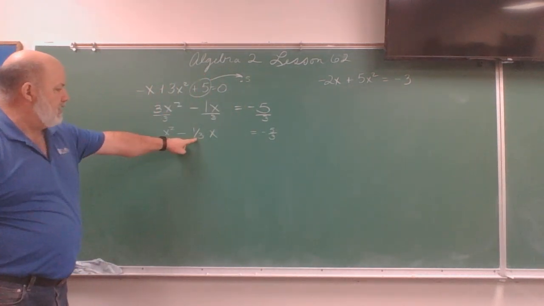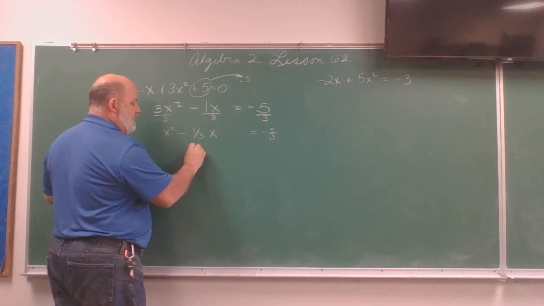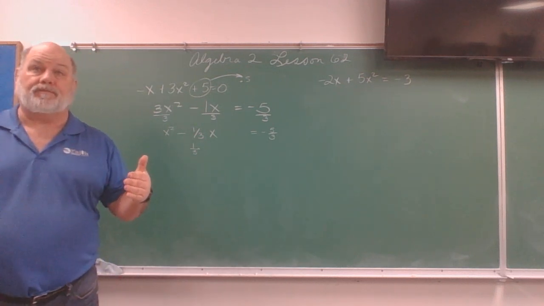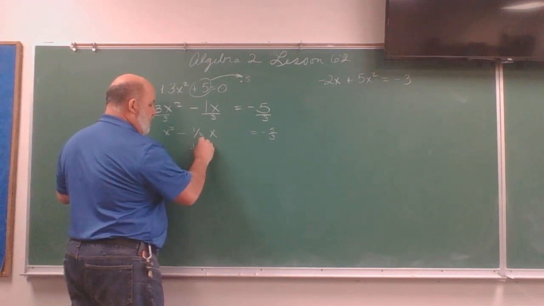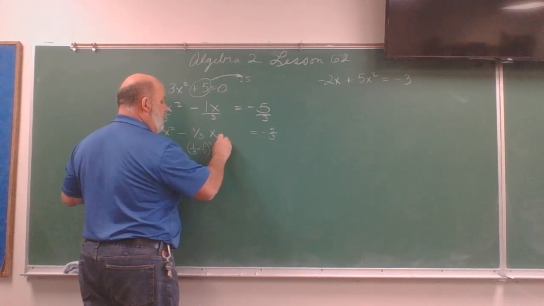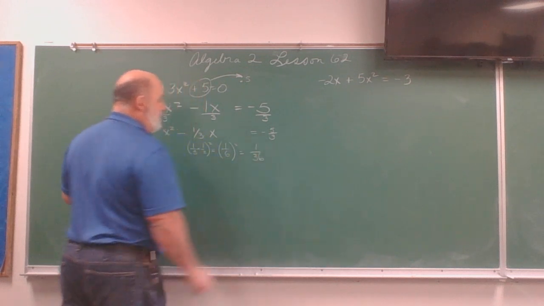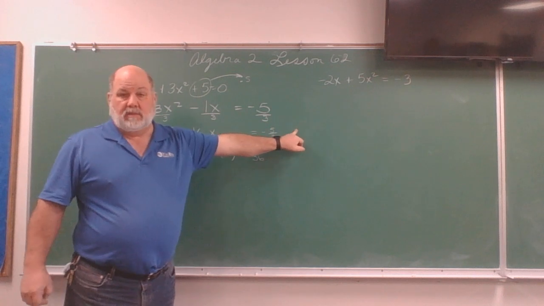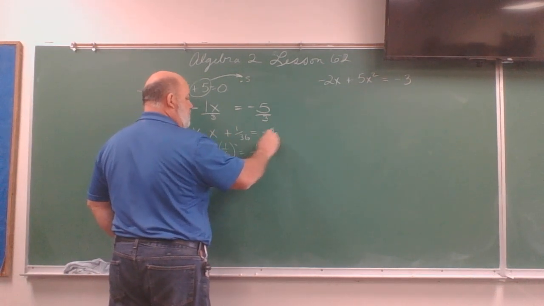When we complete the square, we take the coefficient of x. We take the 1/3. Don't worry about that negative. And I multiply it by 1/2. Usually I divide it by 2, but since this is a fraction, I'm going to multiply by 1/2 and square it. That gives me 1/6 squared. That gives me 1/36. That 1/36 gets added to both sides of the equation. Plus 1/36 plus 1/36.